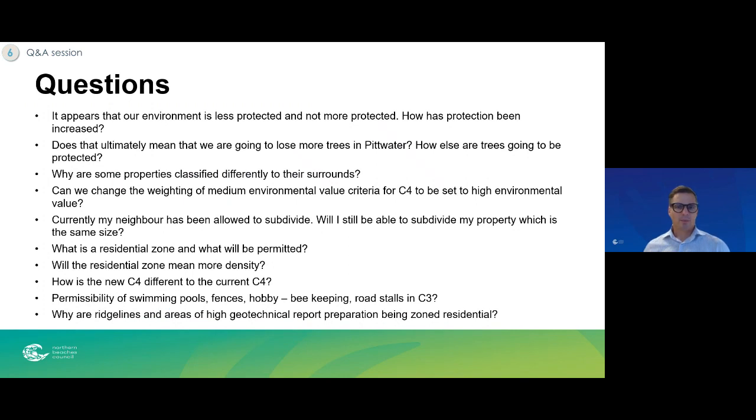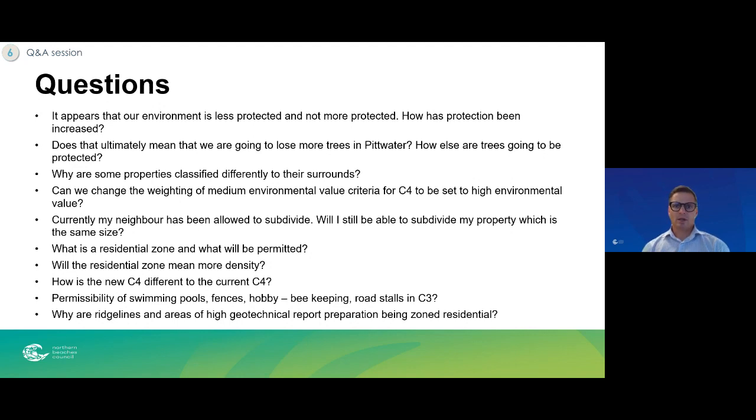So we've had some people submit questions prior to the session tonight. So attendees who've submitted questions, I'll just go through those now. The first question is that it appears our environment is less protected and not more protected. How has protection been increased?